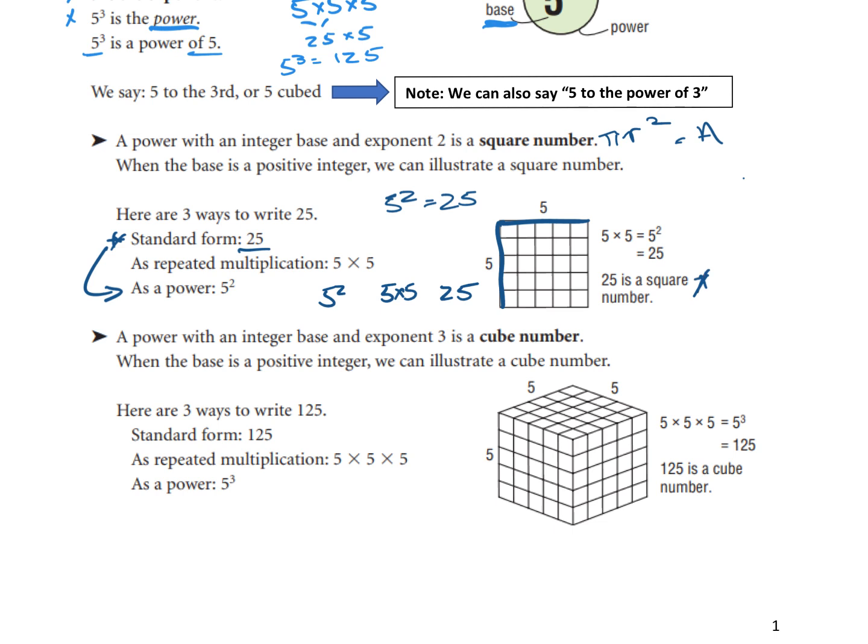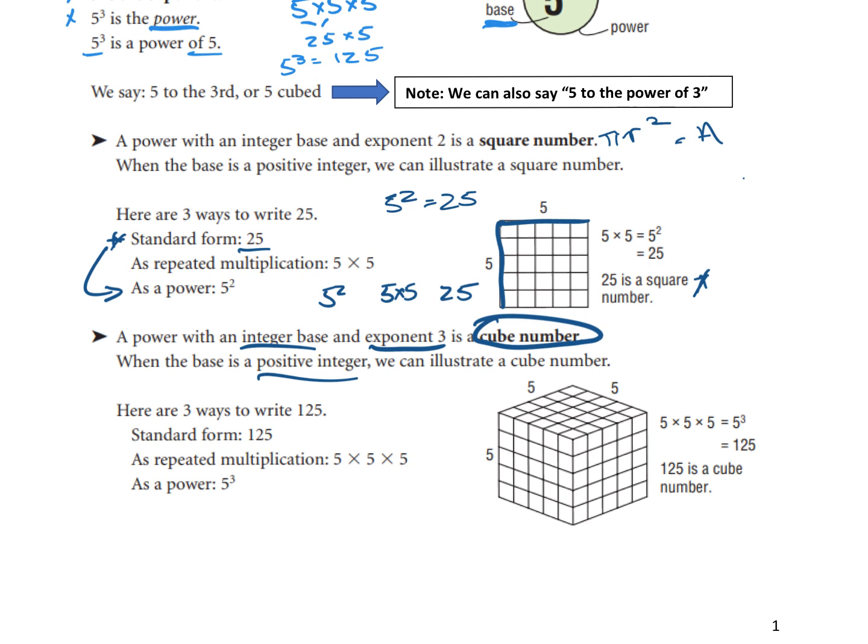If we have an integer base, so it can be any integer, and the exponent is 3, this is what we call a cube number, and this creates a 3D shape. We can illustrate a cube number when it has a positive integer. Again, this is a clip from your book, and I'm not a huge fan of how it's written here.